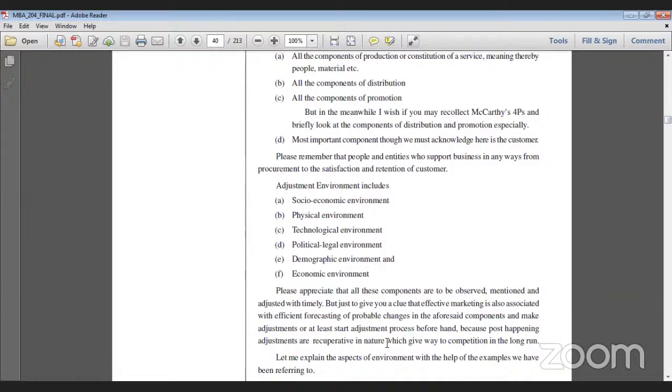At this stage, I think we have covered a lot of things which are necessary from the exam point of view, and I think we have really completed our market strategies, market segmentation, and market research points.